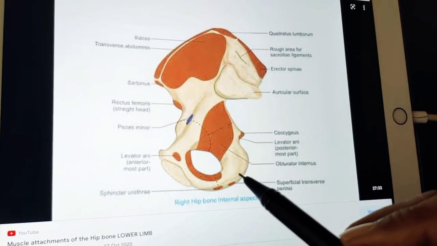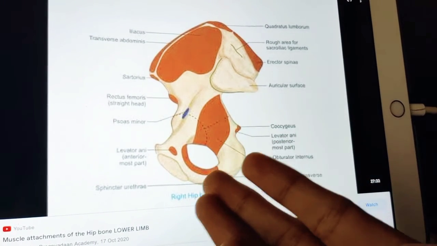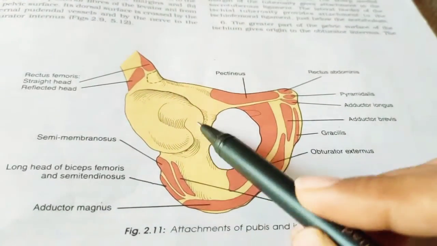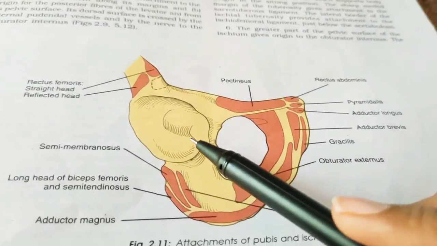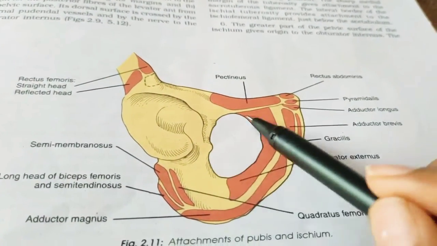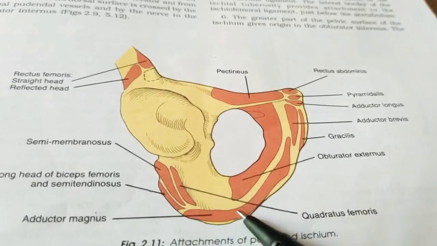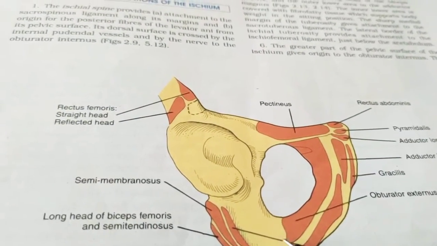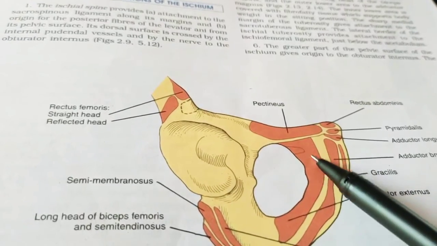Done. Now coming to the femoral surface. This is the pelvic surface, right? For the femoral surface, you have this diagram. You can see this is the femoral surface. This is the obturator foramen. So mainly the femoral surface of the ischium gives origin to obturator externus. You can see this is obturator externus.